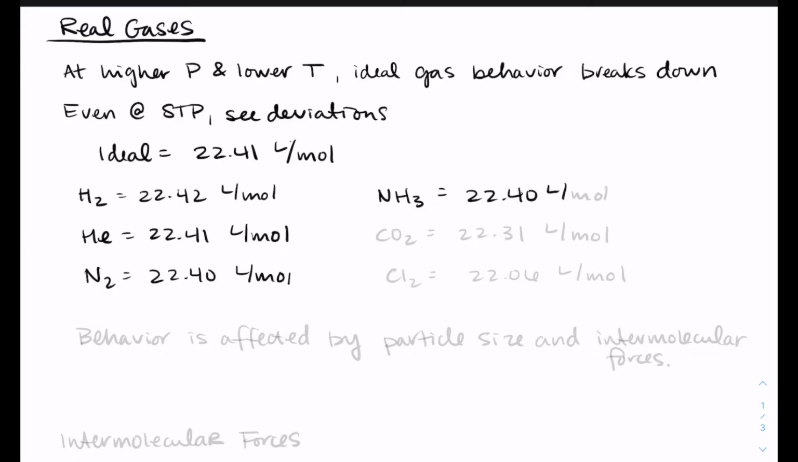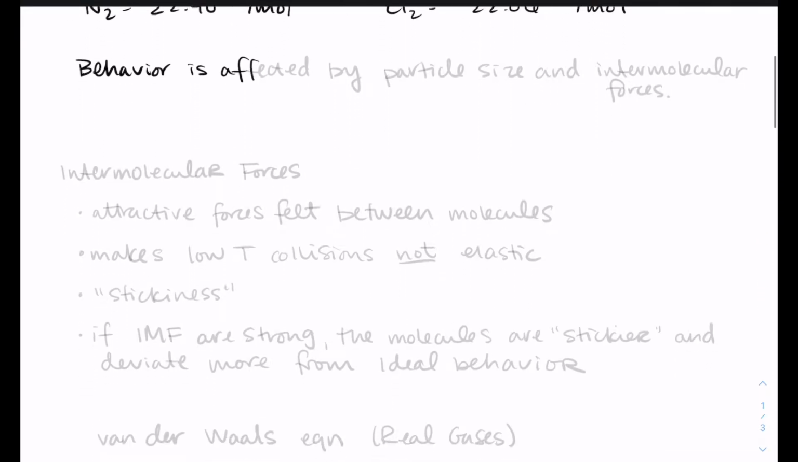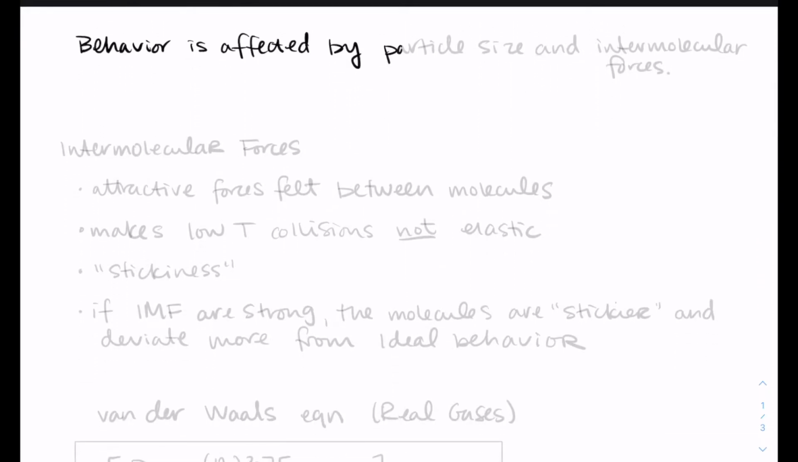That's almost perfect. NH3 22.40, CO2 22.31. So we're deviating a little bit more. Cl2 is 22.06. So that one's even farther off. The behavior that we see is affected by particle size.